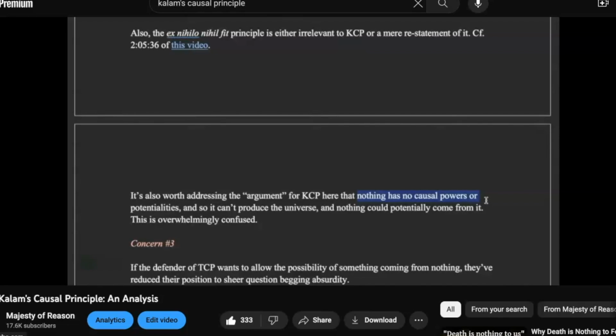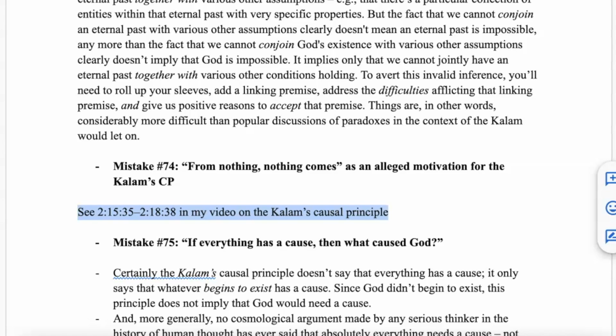That's not what someone is saying when they're denying the causal principle. So anyway, alright, that's mistake number 74, and I honestly don't have anything to add, so let's move on to mistake number 75. If everything has a cause, then what caused God as an objection to the Kalam?